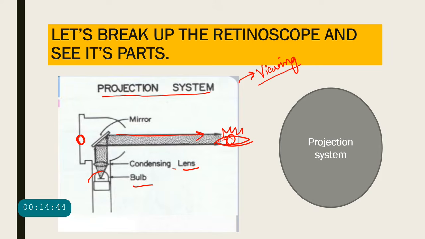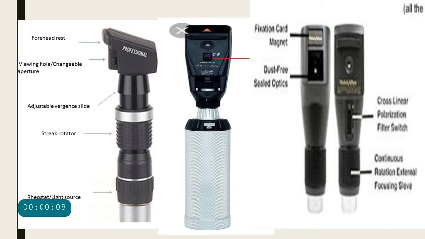Now, as we talked about the concave mirror setting and plane mirror setting in case of the mirror retinoscopy, similarly we have the plane and the concave mirror settings in case of streak retinoscopy also. But in this case, rather than using the plane and concave mirror themselves, we are going to alter the position of the bulb and the condensing lenses, based on which we have two types of retinoscopes. So let us have a look at the various parts of the retinoscope.